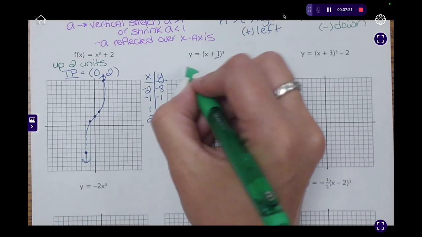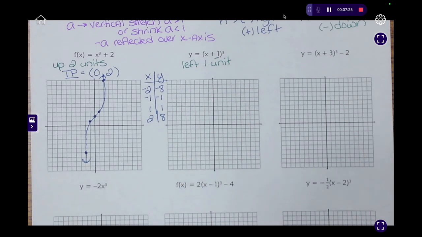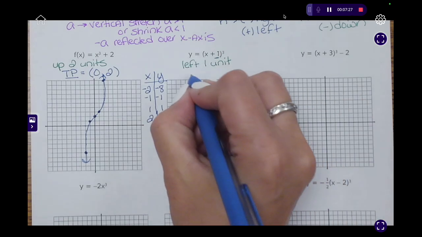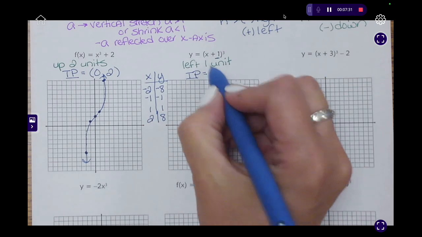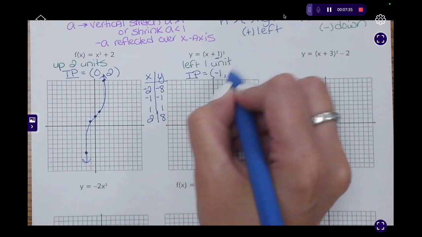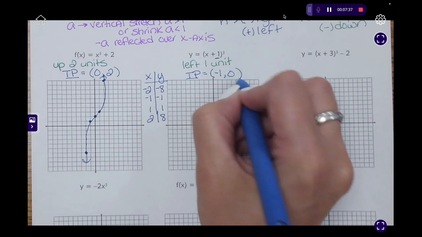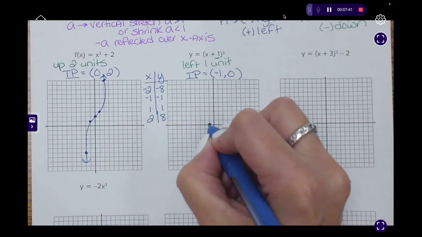All right, so if I look at the next one, I have a number inside the parentheses. It's a +1, so that tells me it is going to the left 1 unit. So this entire graph is going to the left 1 unit. We need to figure out where we're starting with that turning point. My turning point, remember, is whatever's inside your parentheses. So that's going to be a -1. And then I'm not adding or subtracting anything, so that would be 0. So I'm starting at -1, 0.